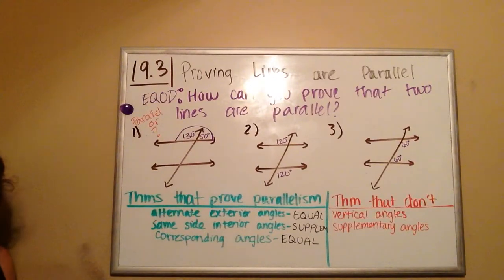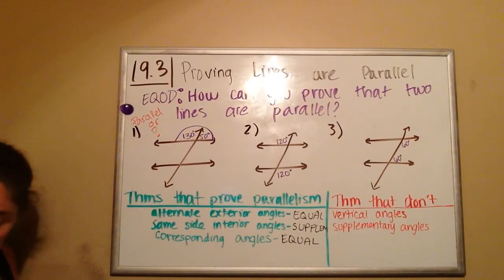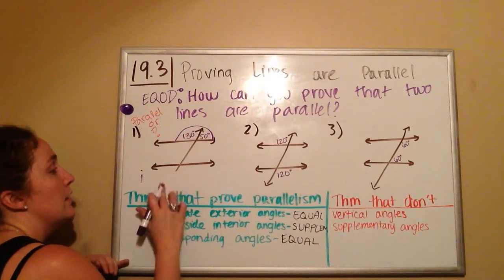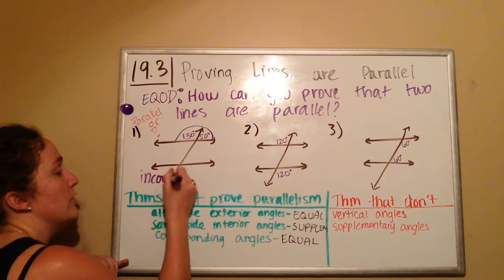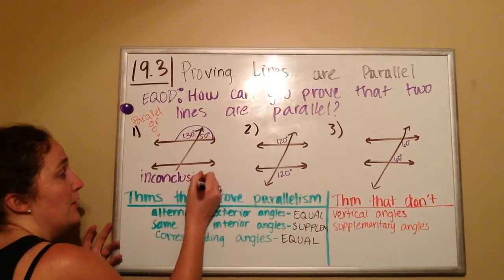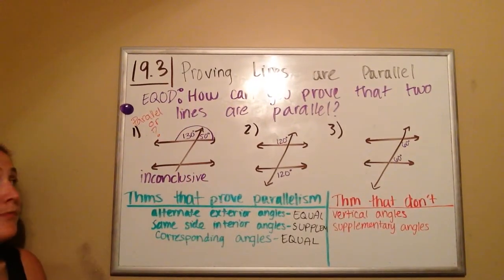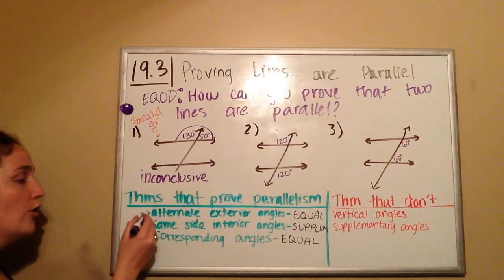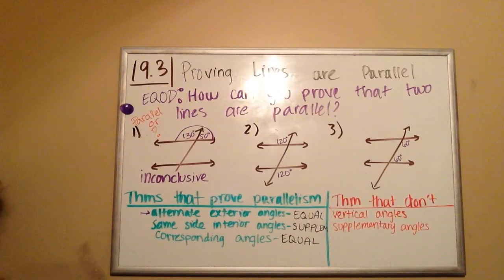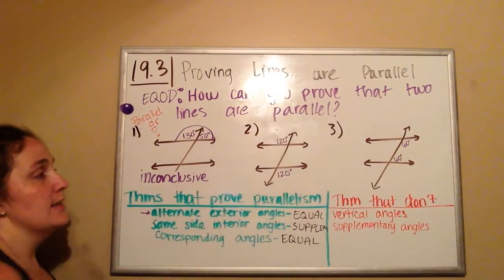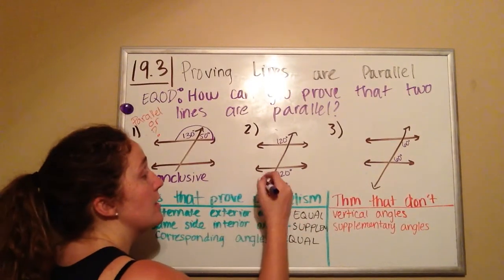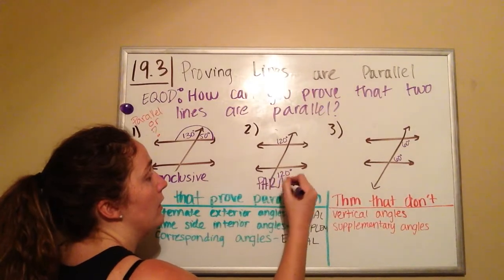So this is what we are going to end up saying is inconclusive. We don't know. They could be parallel. They could not. We really don't know. We have no clue. Okay? For number 2 right here, 120 degrees, 120 degrees. Those are alternate exterior angles. And they're supposed to be equal. So we're happy with that. So these are parallel.